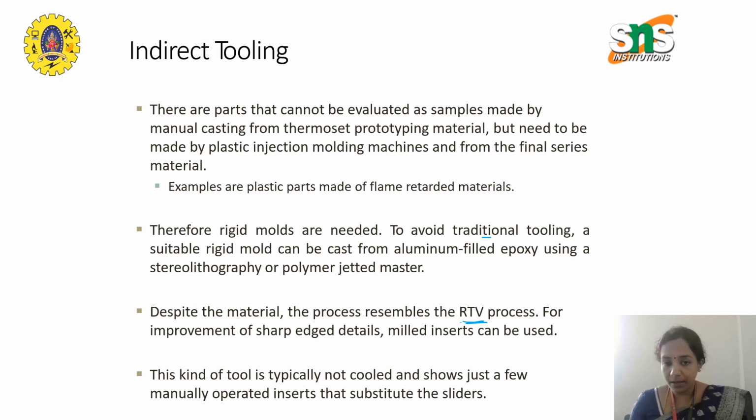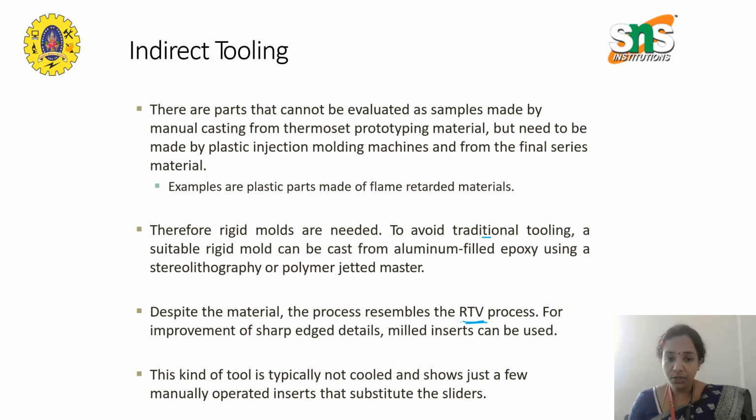Examples are plastic parts. If we want to make some plastic parts, we use plastic molds. The plastic molds will be made from an additive manufacturing master, and we can make the shape made of flame retardant materials. Therefore, rigid molds are needed.